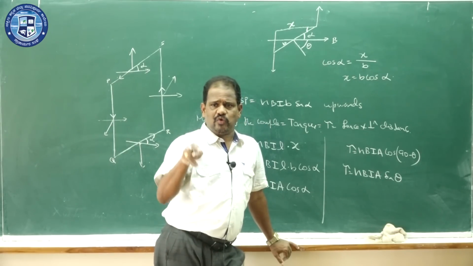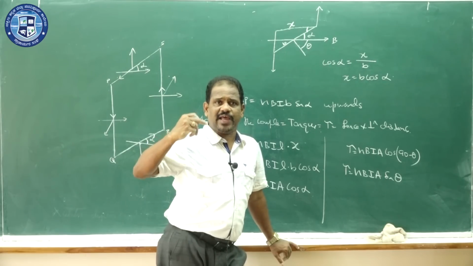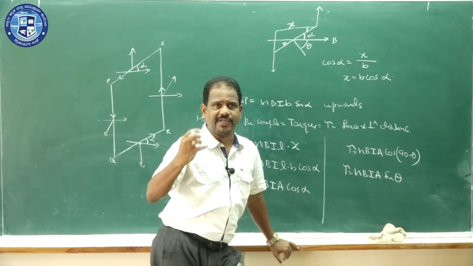So when the current is going in a circular path, one side acts like a south pole, another side acts like a north pole. It acts like a magnetic dipole.